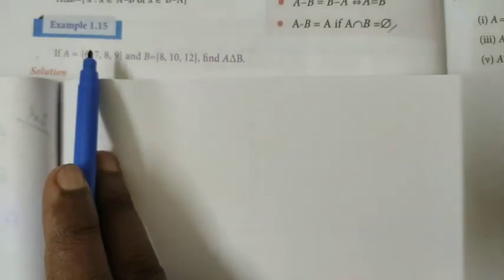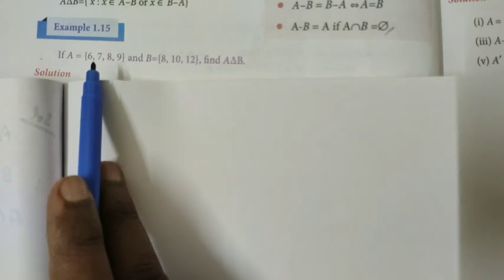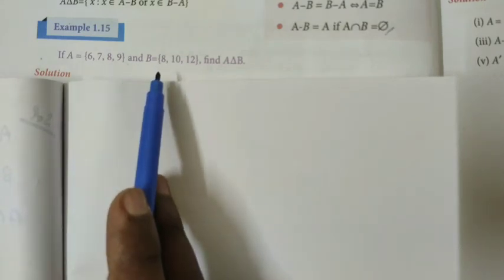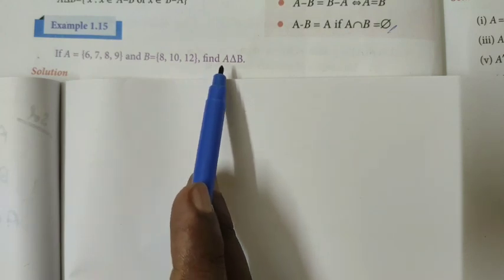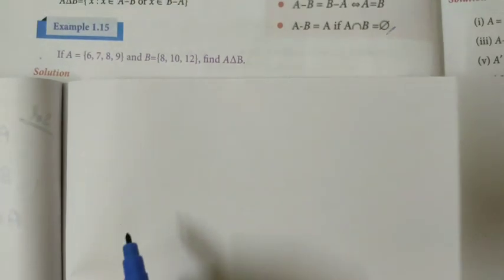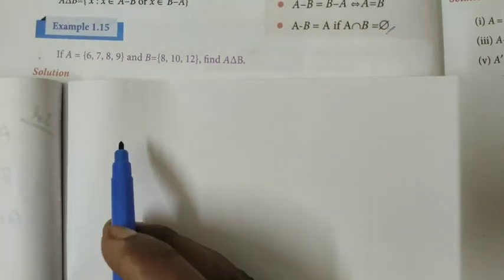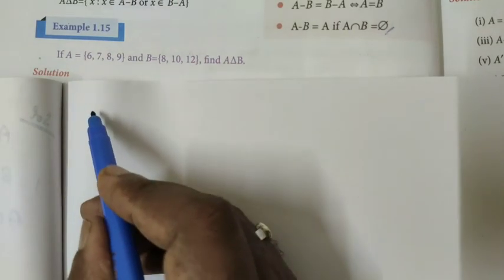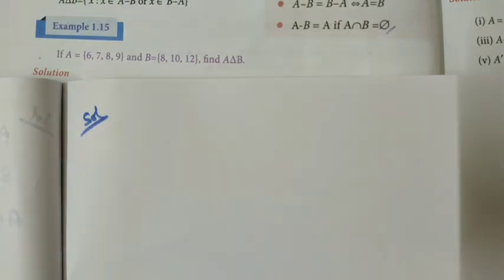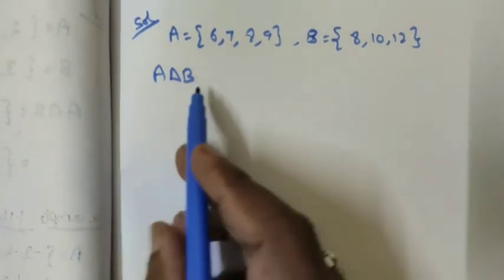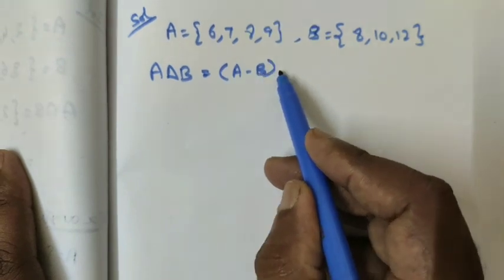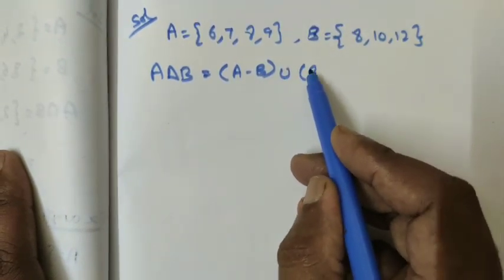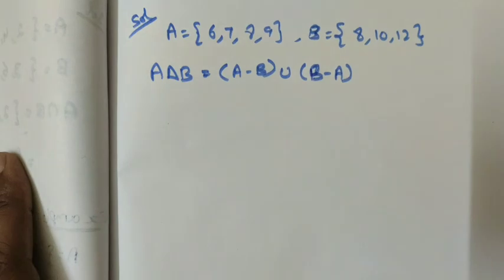Next example, sum 1.15. See, the set A is given as 6, 7, 8, 9 and the set B is given as 8, 10, 12. Find the symmetric difference of A and B. We know the formula for symmetric difference, that is A minus B union B minus A, right? Let me take it as the solution. A symmetric difference B means we have to find A minus B union B minus A. That is the formula.